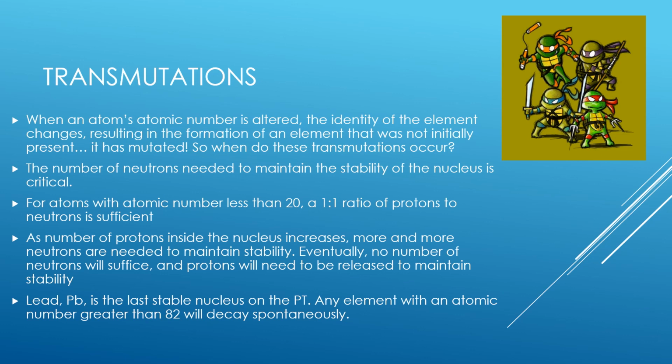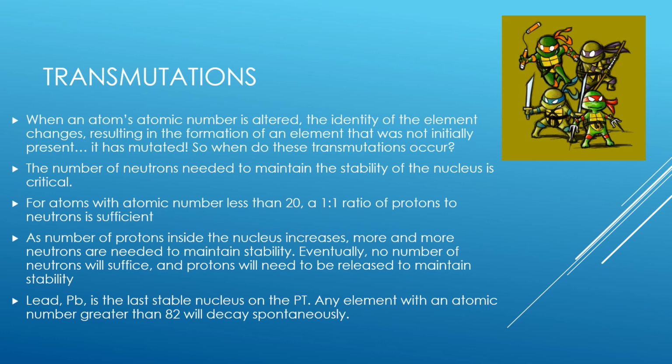What happens if an atom's atomic number is altered? Well, the identity of the element changes, resulting in the formation of an element that was not initially present. It's mutated. We actually call these transmutations, and it's one of the bullet points that you listed under nuclear reactions. So we said in nuclear reactions, the identity of my atom is altered, and that's exactly what's occurring here in a transmutation. In chemical reactions, we can't alter the identity of the atoms. We can alter how they're arranged with one another, but we can't alter the structure within the atom itself.